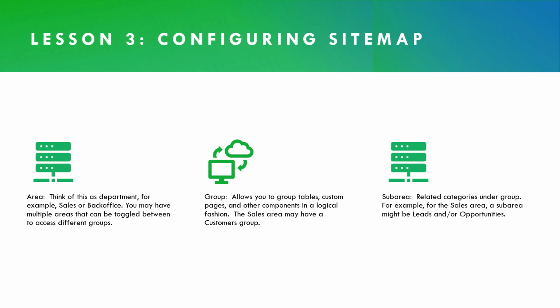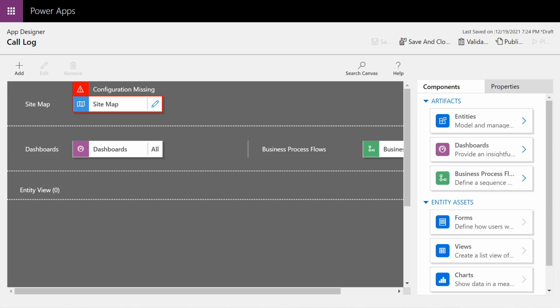The last component for configuring your sitemap is the sub area. These would be related categories under group. For example, for a sales area, a sub area might be leads and/or opportunities. We're going to access Dataverse tables for our sub area. So when you're configuring your sitemap, you're basically telling the app which tables to pull from the Dataverse.